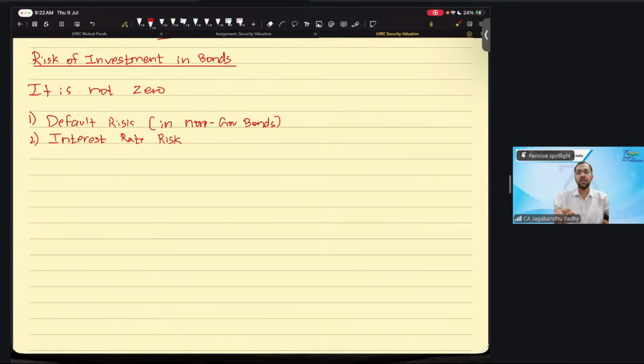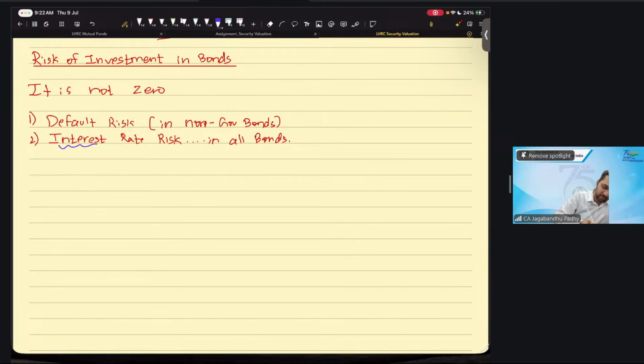And this interest rate risk is there in all types of bonds. Interest rate risk is going to happen in all bonds, right? Now, what is this interest rate risk?